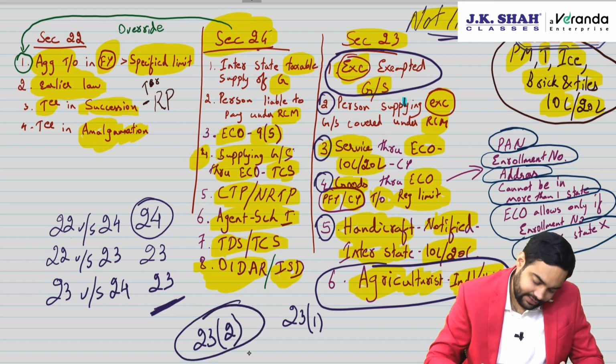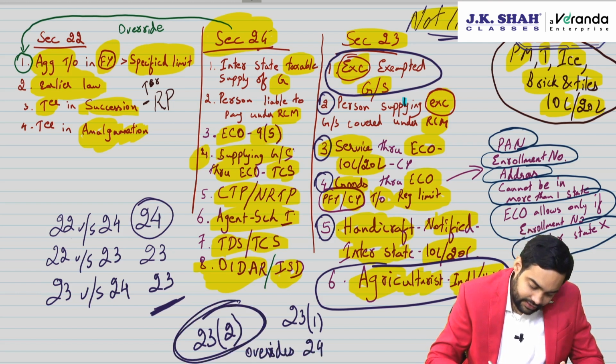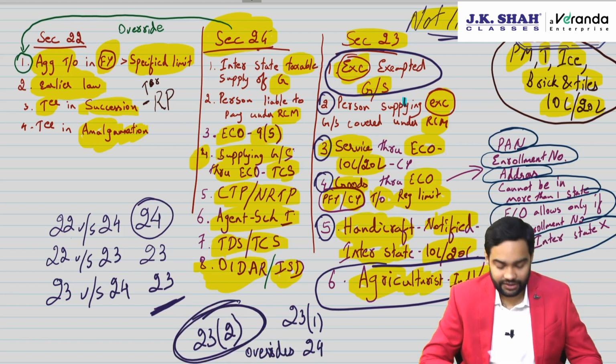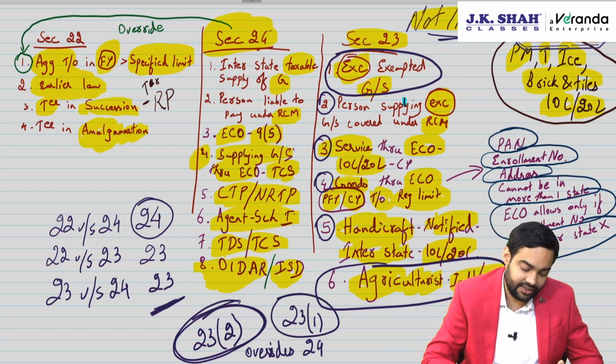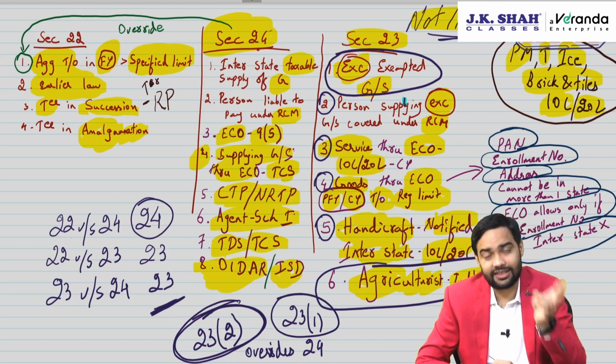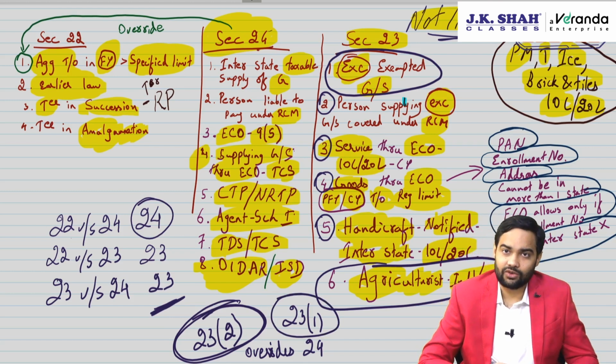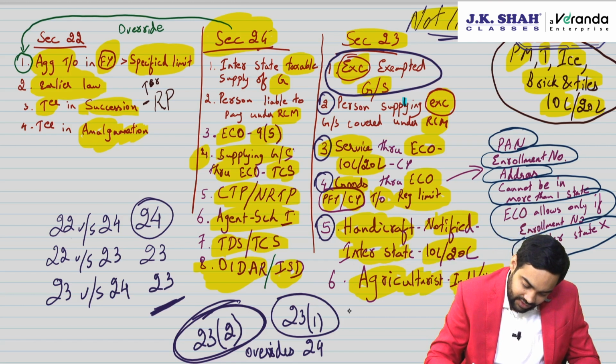23.2 clearly says that it overrides 24. But 23.2 is a weaker provision. 23.1 is a direct provision, not liable to register. 23.2 gives an exemption from registration by virtue of a notification introduced by government. And hence, I believe that 23.1 is anyways stronger than 24.